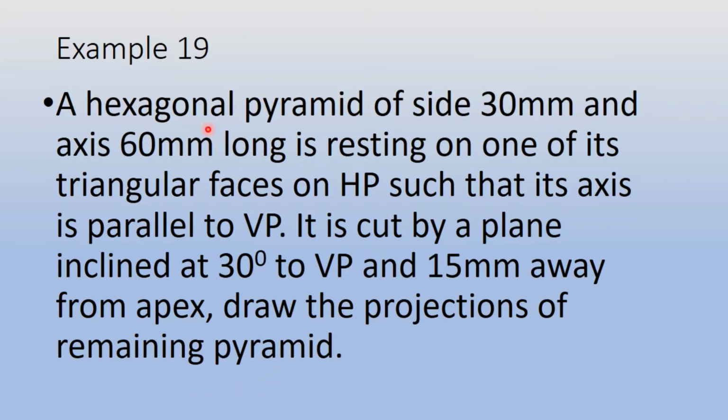So here this is a very interesting question. The hexagonal pyramid is given with side 30 mm and axis 60 mm, and it is mentioned that this pyramid is resting with its triangular face on HP and the axis is parallel to VP. Then it is cut by an inclined section plane at 30 degrees with respect to VP and 15 mm away from the apex. So we have to take an inclination angle with respect to VP, and we have to place the section plane 15 mm away from the apex. We will see now how to imagine this first.